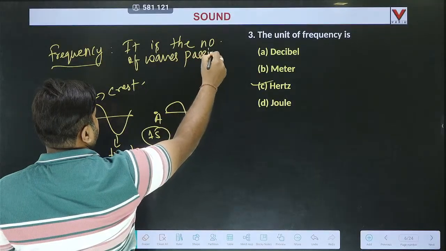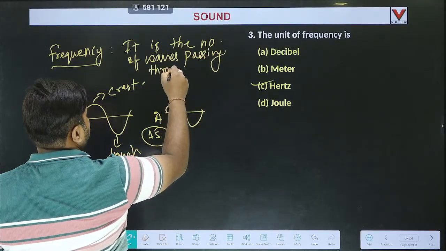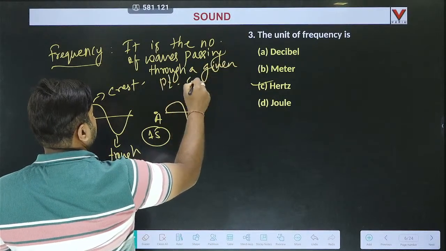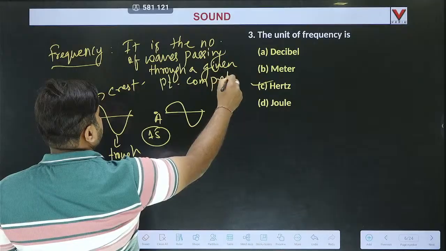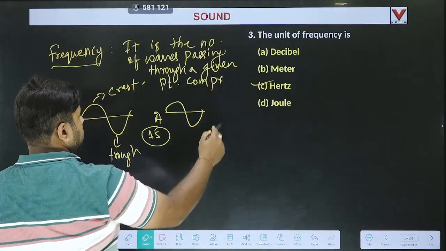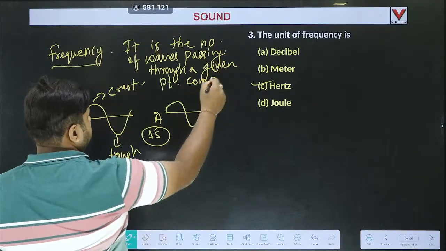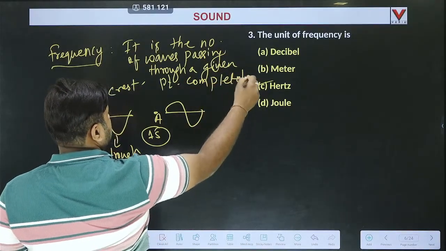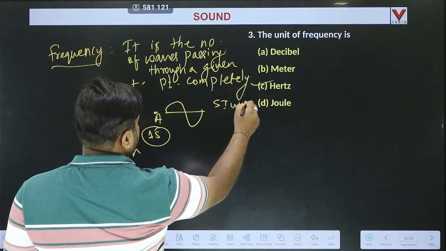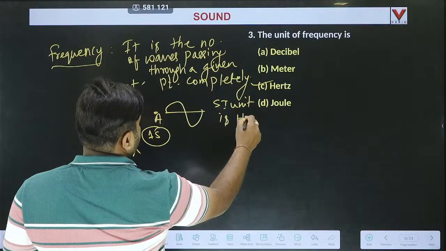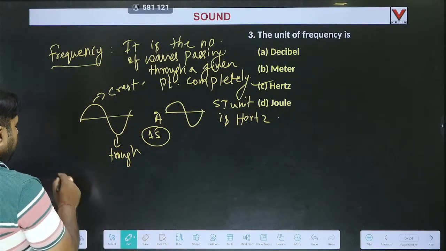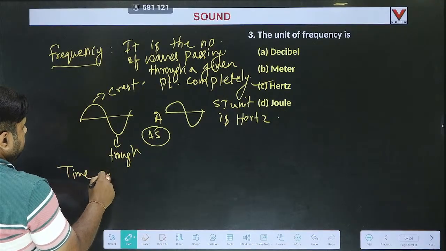So it is the number of waves passing through a given point completely, okay, and the frequency SI unit is hertz, okay. Understood? And another one, time period. So what is time period?